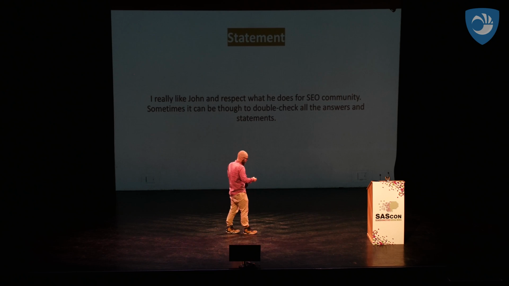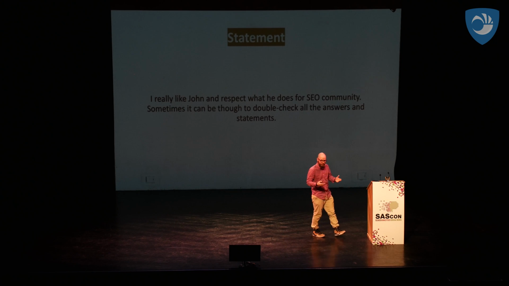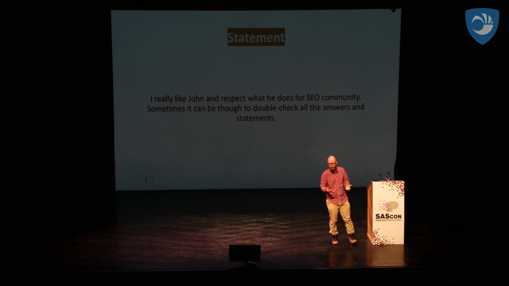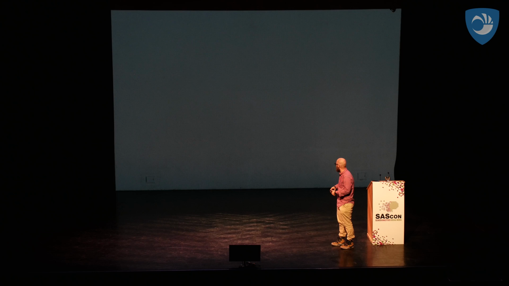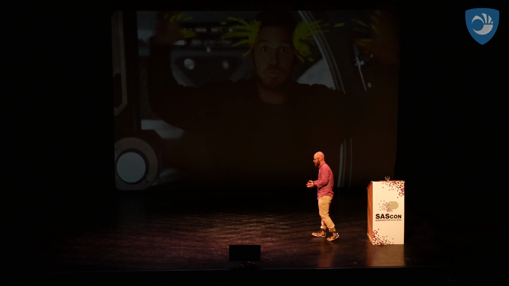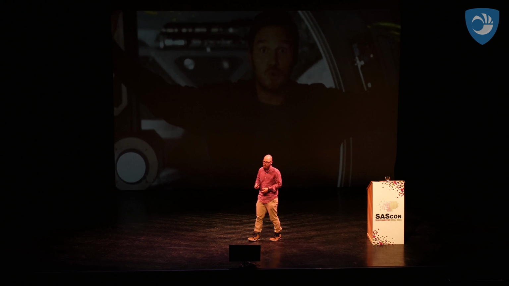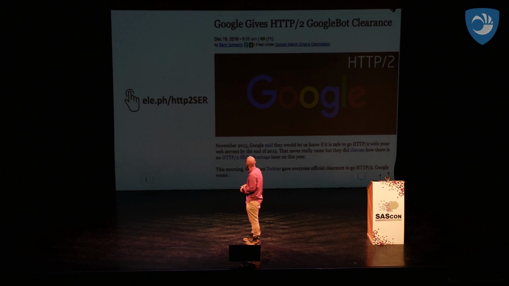And before I go any further, I really like John. I met him a few times, but I know it must be difficult for him to double check some of the stuff he says. Sometimes it gets confusing. So we have two statements. One: I don't see a big advantage for Googlebot. At the same time, from the Google Hangout, that HTTP2 would make it easier for Googlebot to crawl. Again, it gets a little bit confusing with which way to go. So should we optimize HTTP 1.1 anymore?